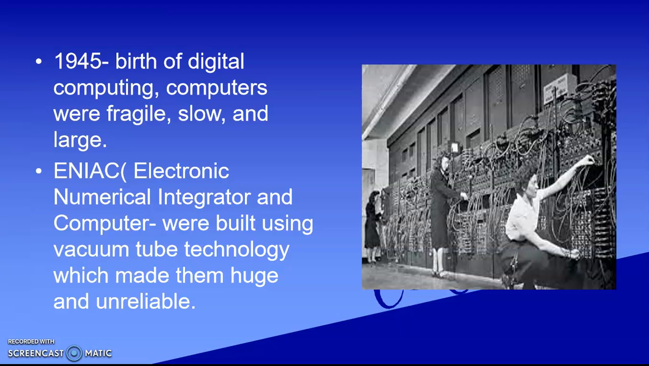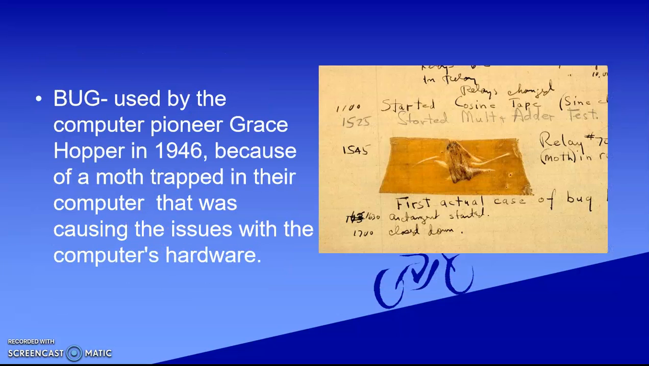In 1945, it was the birth of digital computing. Computers were fragile, slow, and large. The Electronic Numerical Integrator and Computer, ENIAC, was built using vacuum tube technology, which made it huge and unreliable. The word bug was used by the computer pioneer Grace Hopper in 1946 because of a moth trapped in their computer that was causing issues with the computer's hardware.